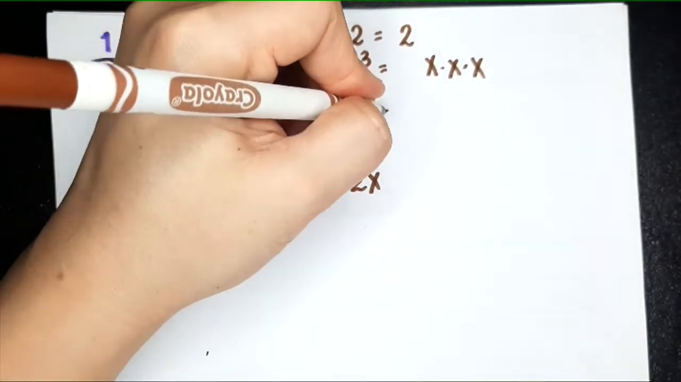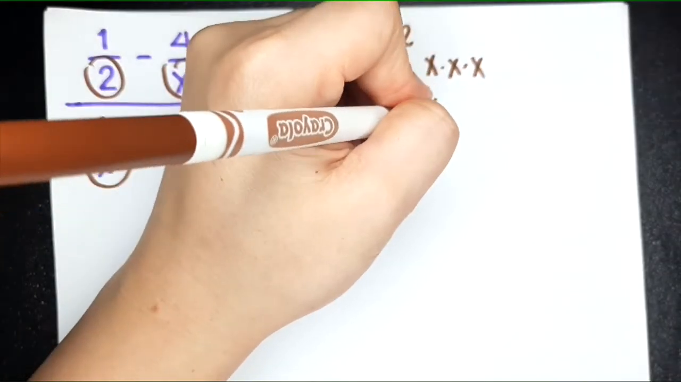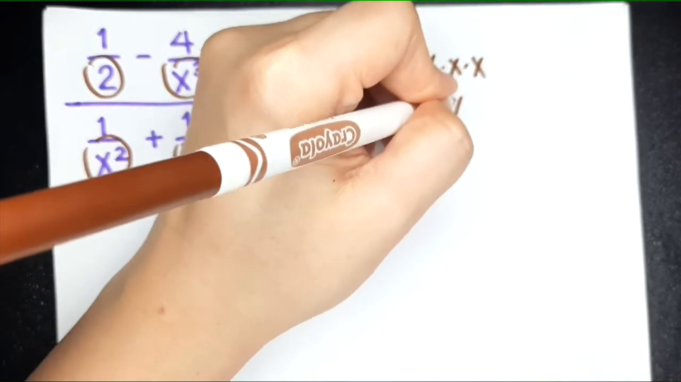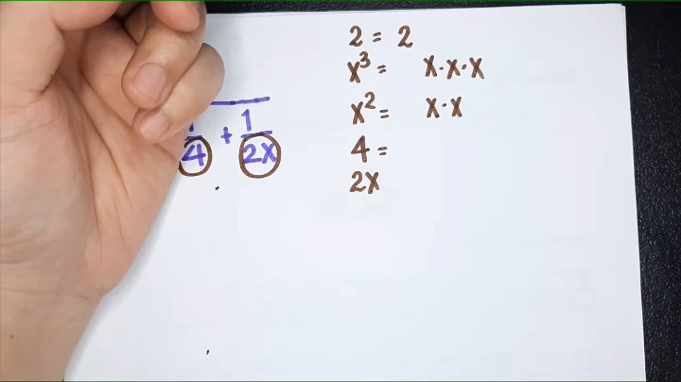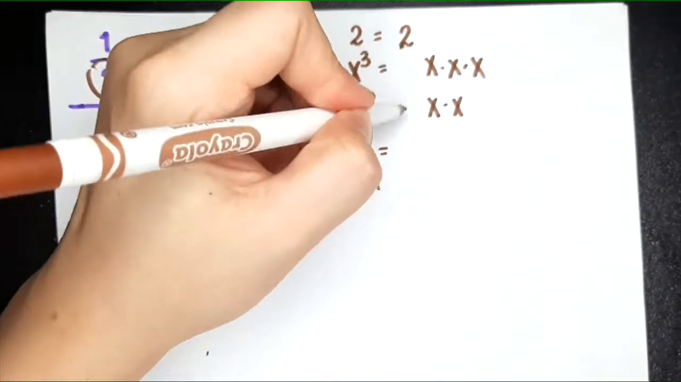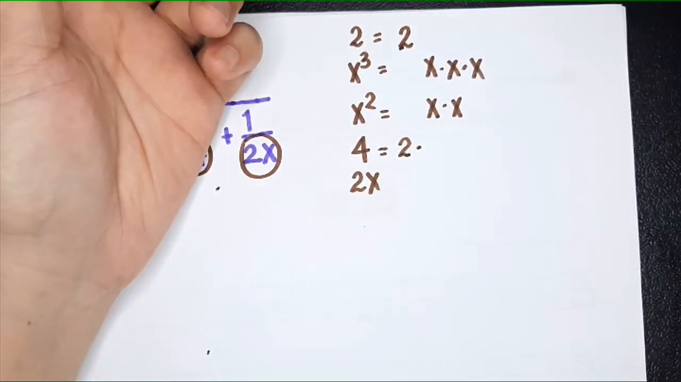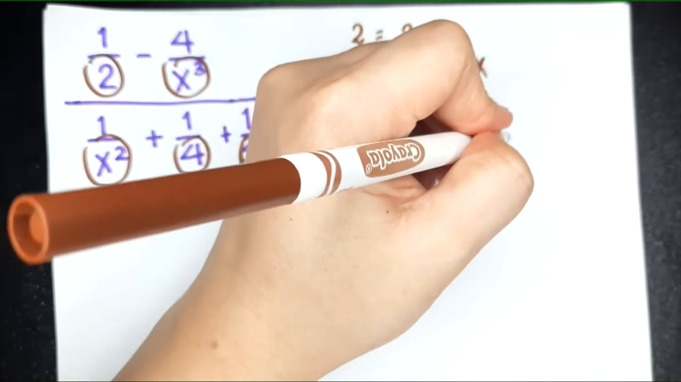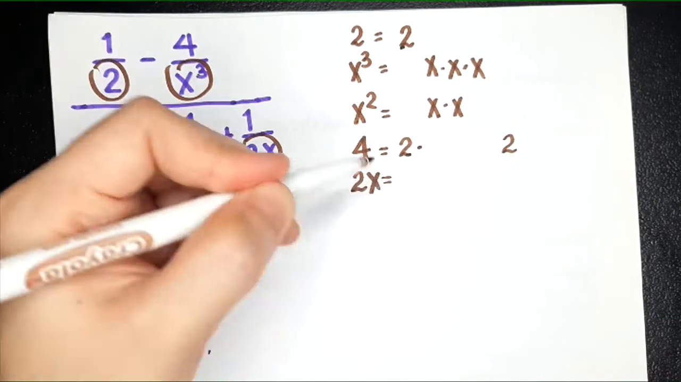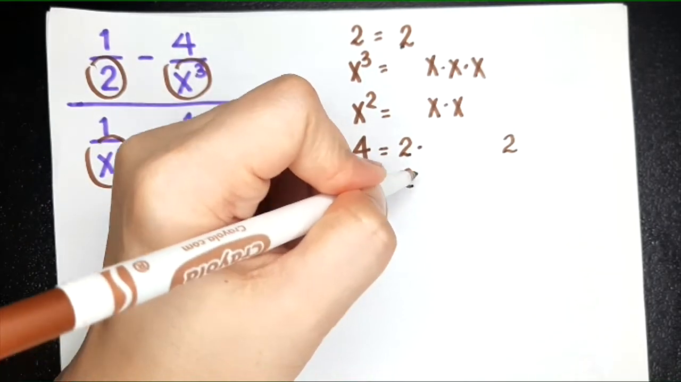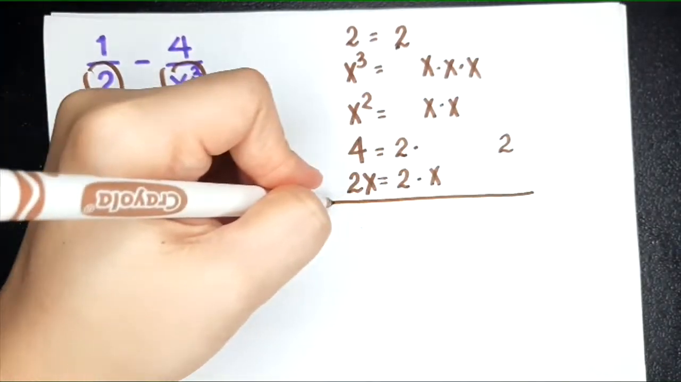Tingnan nyo to. X squared. Diba? It's x times x. So, since may kapareho siya, i-align ninyo. Like that. What about 4? It's 2 times 2, right? So, since kapareho siya ng 2 na to, i-align mo yung isang 2. Pero, since wala na yung isa pang 2, kasi 2 times 2, you make another column here. Like that. And then finally, for 2x, it's 2 times x. May kaparehong 2 dito, and then isang x. I-align nyo dito.